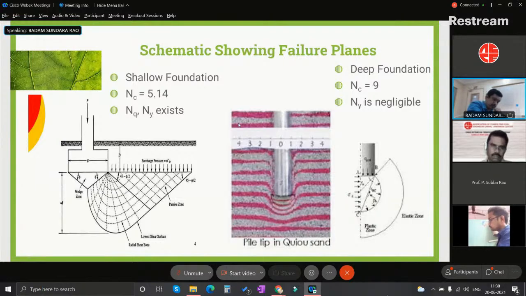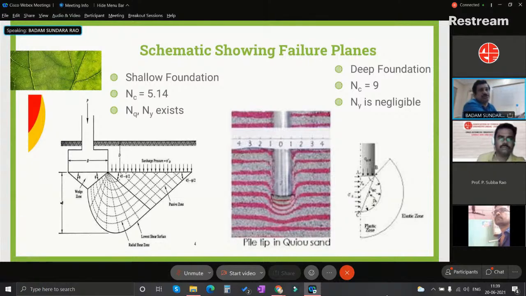Regarding the IS code, we have IS 2911 Part 1 Section 2 for bored piles, which is based upon Dewaikar's work. He also has similar sort of failure planes, but those extend to somewhat higher depth towards the ground surface. The IS code method is especially based upon this method.